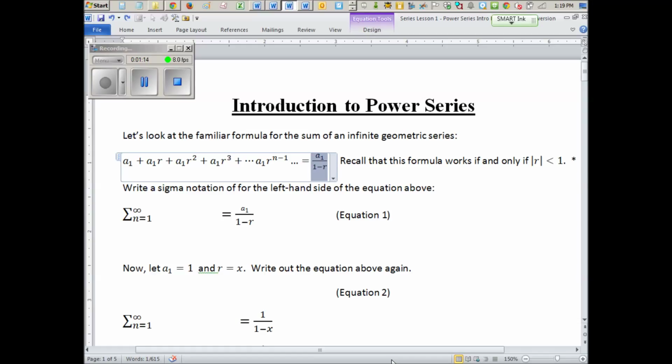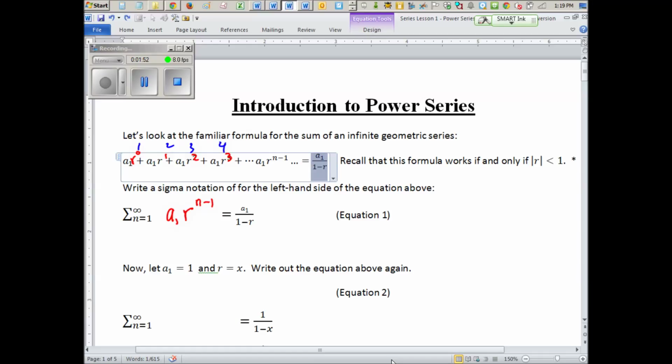So notice every term on the left has an a1, right? And then there's an r to a certain power. Notice that the powers on the r go 0, 1, 2, 3, etc. In fact, since these represent the first, second, third, fourth, etc. terms, you can see that the power on the r is actually just n minus 1. So this is just an old rule that you've already known. It equals a1 over 1 minus r if we go all the way to infinity, right?